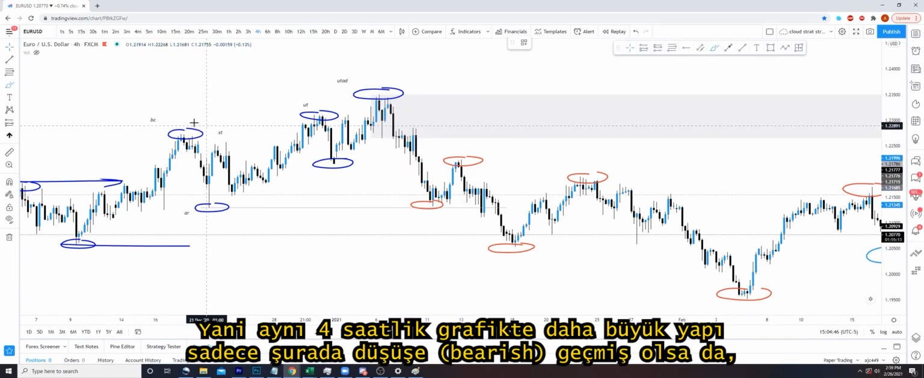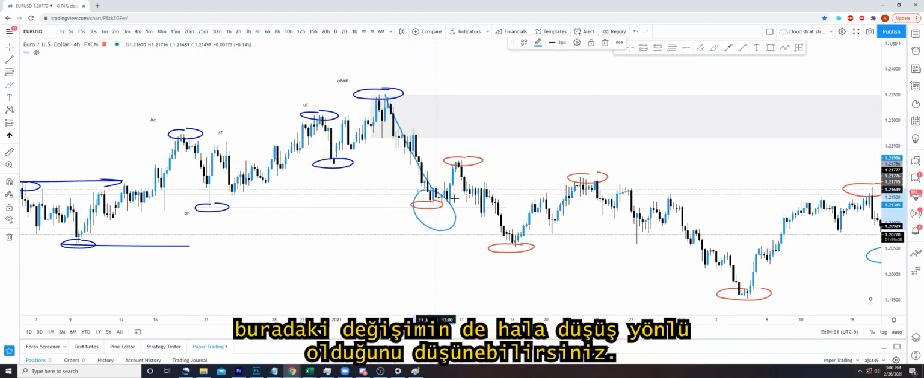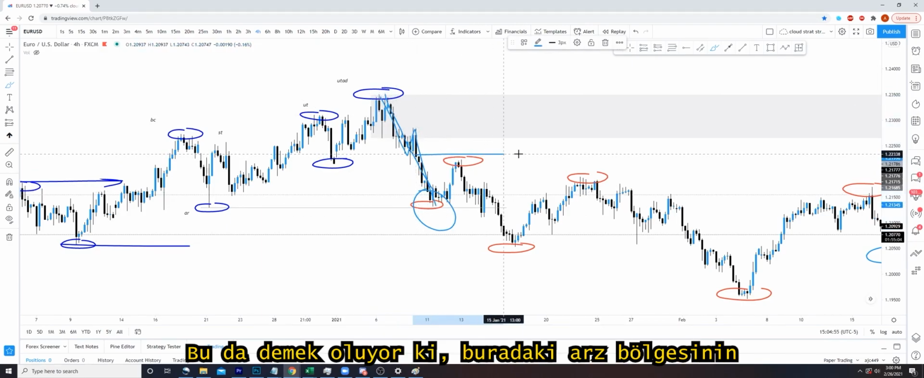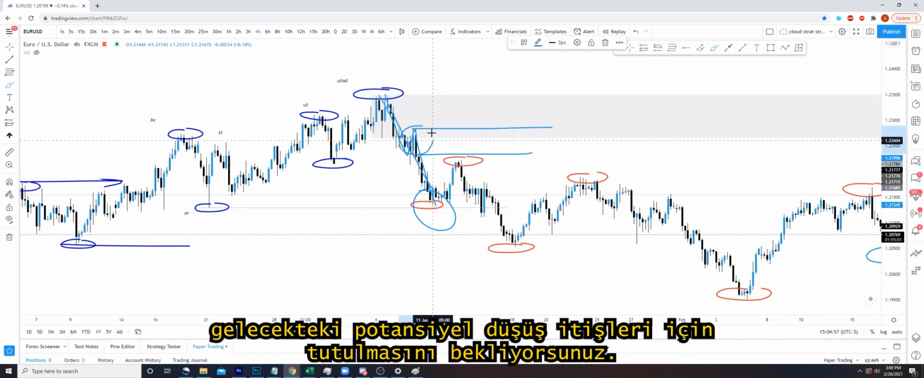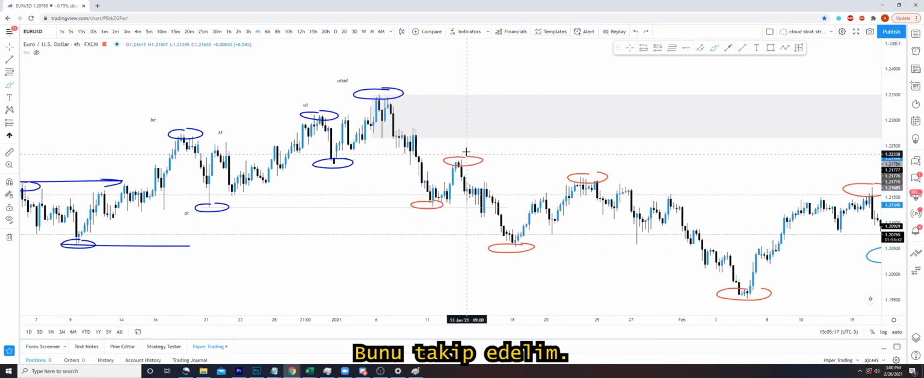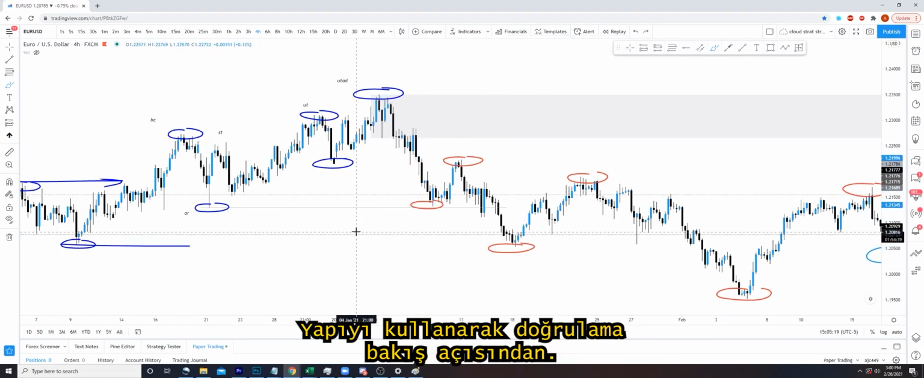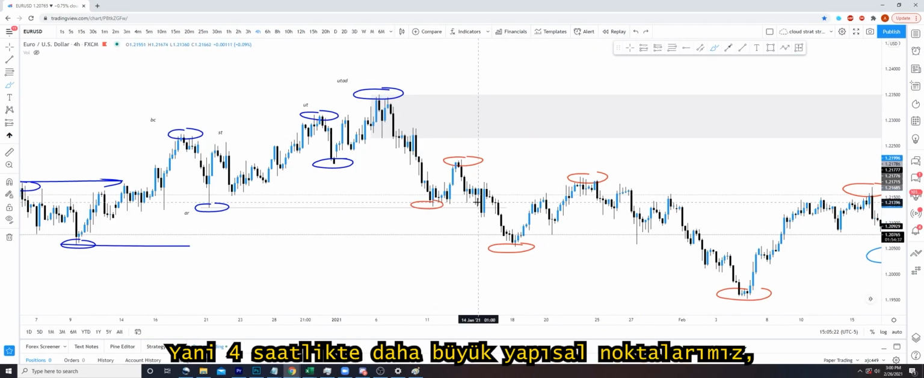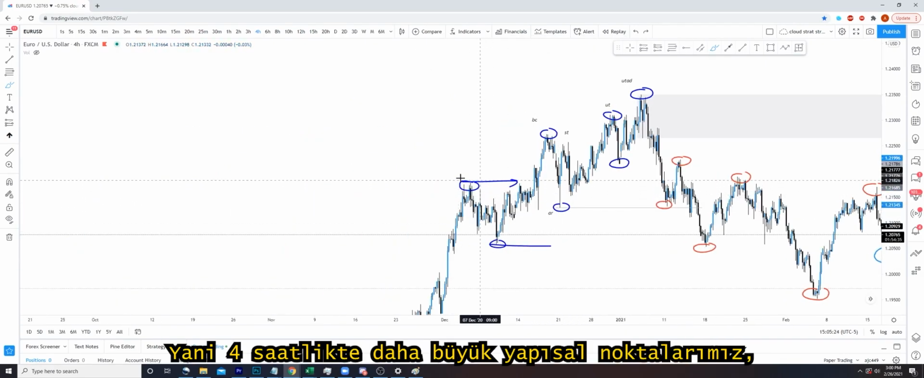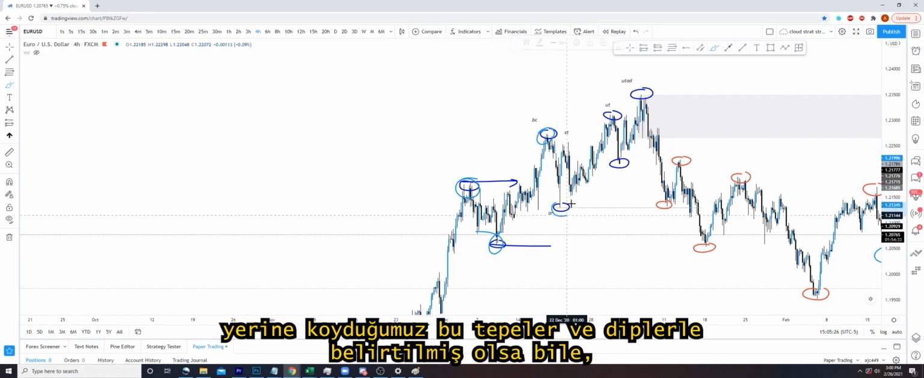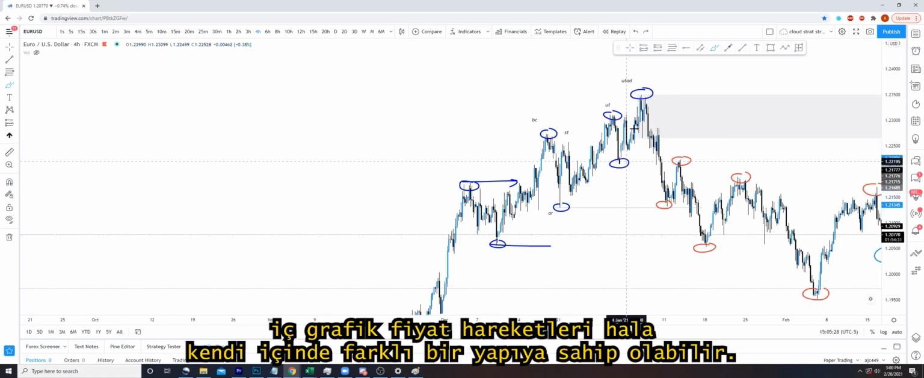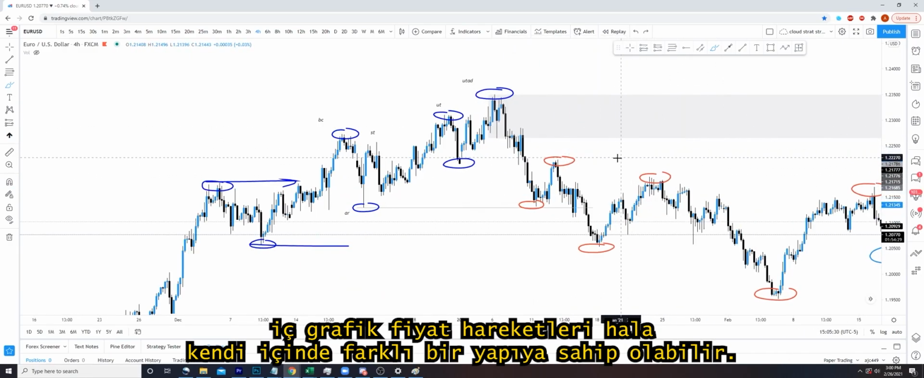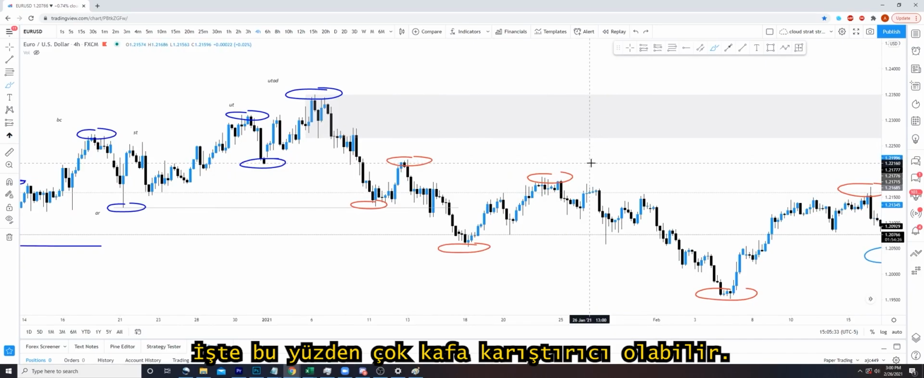So even though larger structure on the same 4-hour chart has only shifted bearish here, you could consider this shift here to still be bearish, which means you're expecting this supply zone right here to hold in the future for potential bearish pushes. Let's follow this along from the standpoint of validation using structure. So even though our larger structural points on the 4-hour are denoted with these highs and lows we put into place, the inner chart price work can still have different structure within it. This is why it can get so confusing.